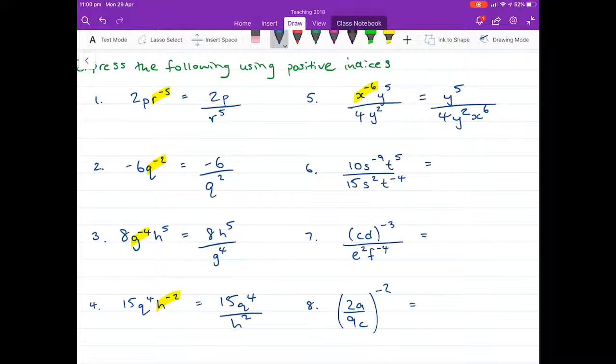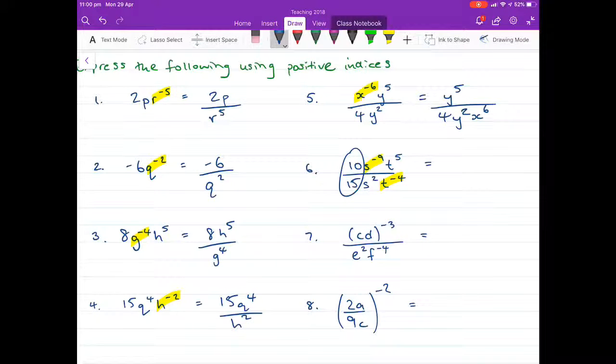Number 6, we've got s to the power of negative 9, and we've got a t to the power of negative 4. Now, there's a couple of ways you can go about doing this one. I'm just going to swap those over and make them all positive to start with and see what we can do from there.